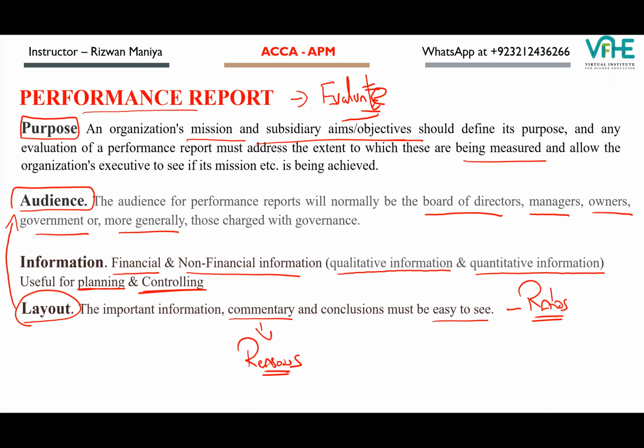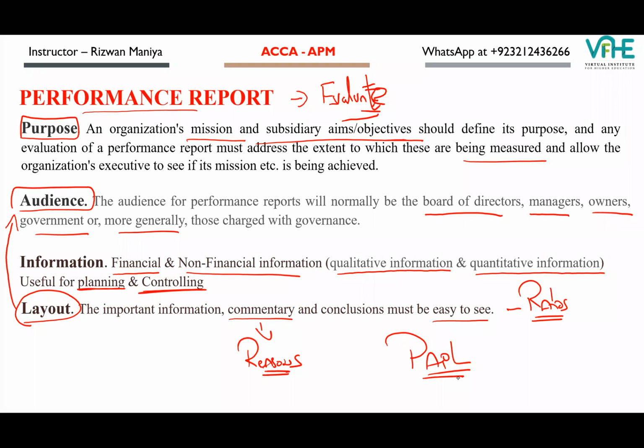So whenever you are required to evaluate a report, you need to take an approach I call PAIL. Now, what is PAIL? Whenever you are required to evaluate a report, first of all, very simple, just go to the scenario, find out the mission or the subsidiary aims, and then have a good look whether the report is fulfilling those aims or mission or not. Or I would say, is the report reflecting those things or not? Secondly, check the audience and the layout. Is the audience the board of directors, and is the layout according to the audience or not? Then check whether it includes financial, non-financial, quantitative and non-financial information, and whether the information is useful for planning and controlling. So this is the approach of PAIL. Through this approach, you can judge, understand and evaluate a performance report.